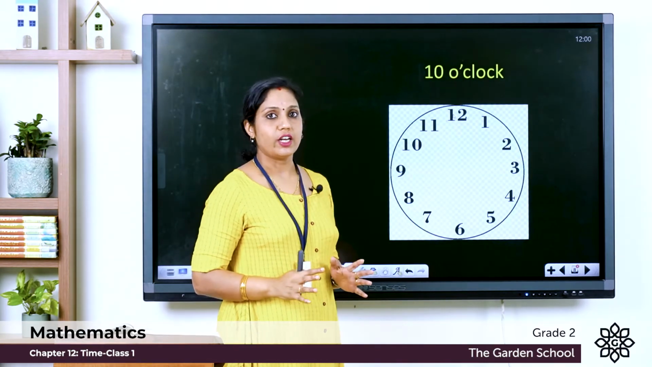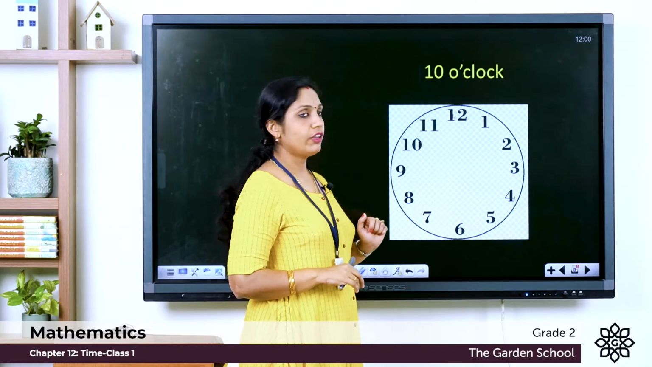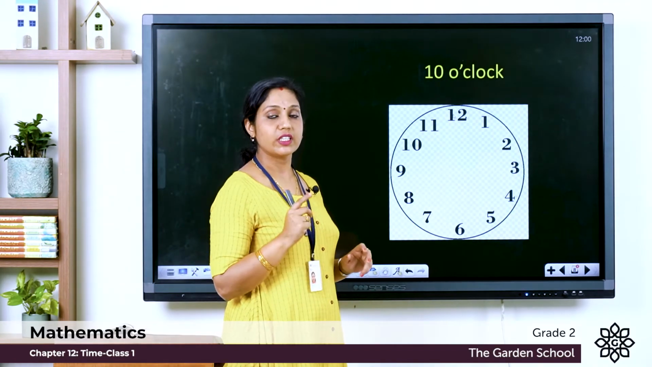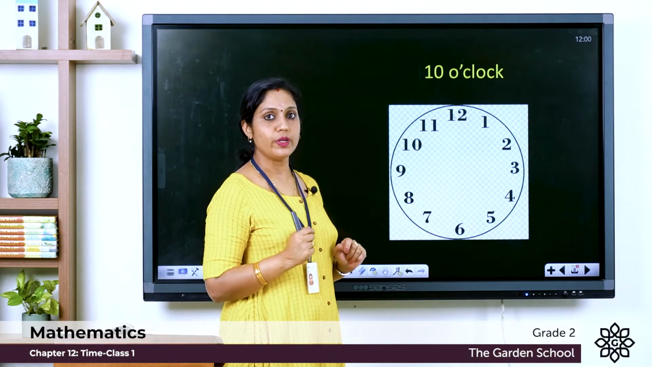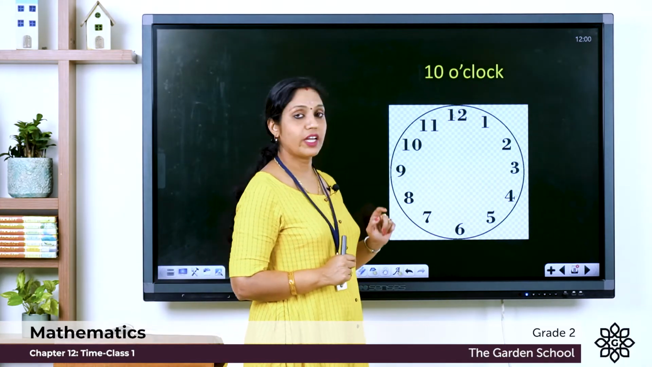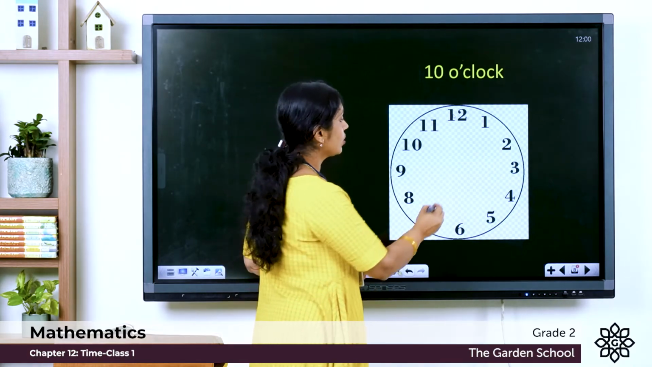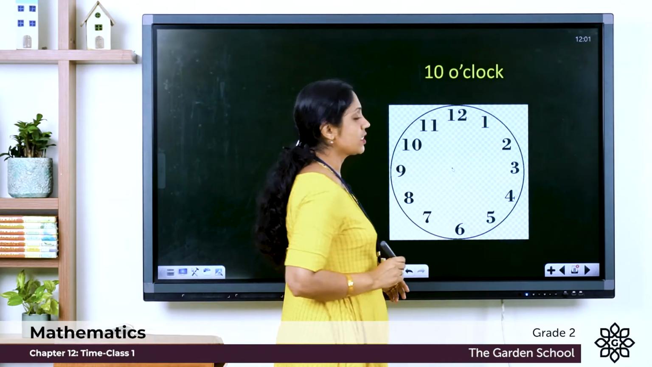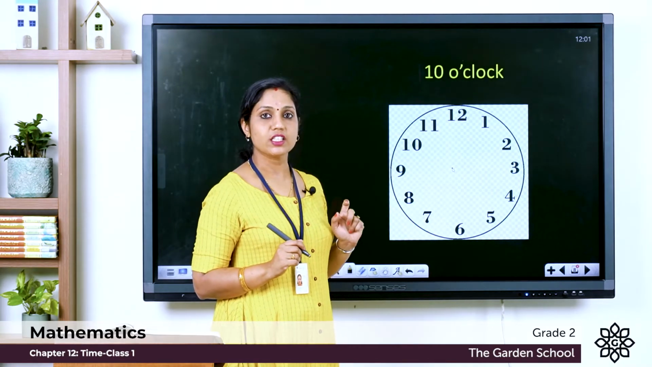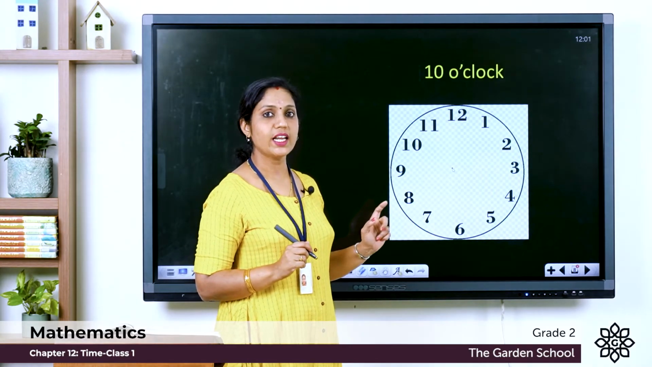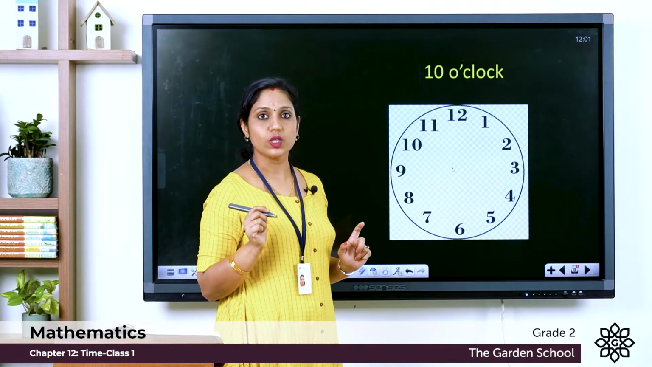Here let's draw 10 o'clock. Here the numbers are already given. We have to draw 10 o'clock. If it's 10 o'clock, the hour hand should be on 10 and the minute hand should be on 12. So first let's find out the center of this circle. So this will be the point, the center of this circle. And if it's 10 o'clock, the hour hand, that is the short hand, should point towards 10 and the minute hand should point towards 12.